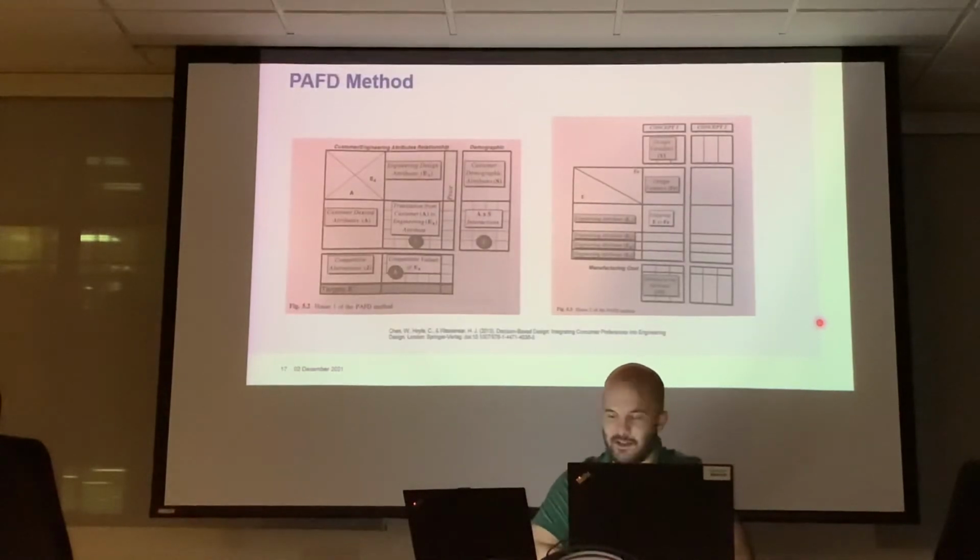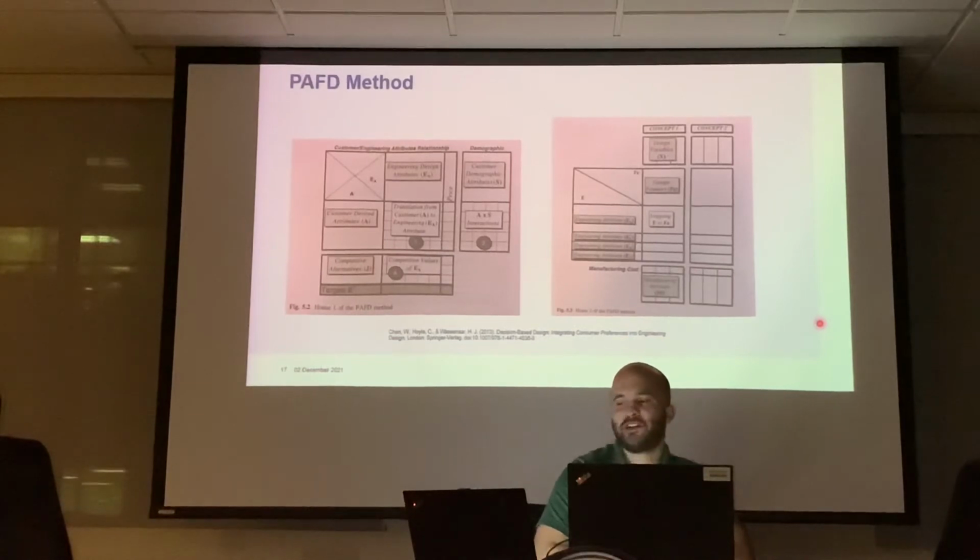The PAFD method uses two houses to help establish the goals. So, the first house is used for mapping the relationship between the engineering design attributes and the customer desired product attributes. It's broken up into three sections.